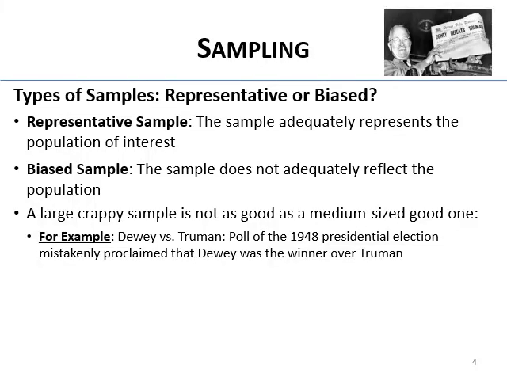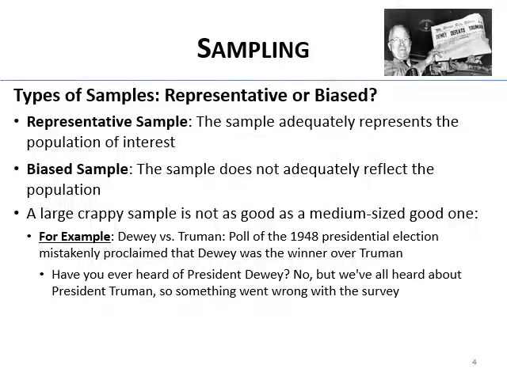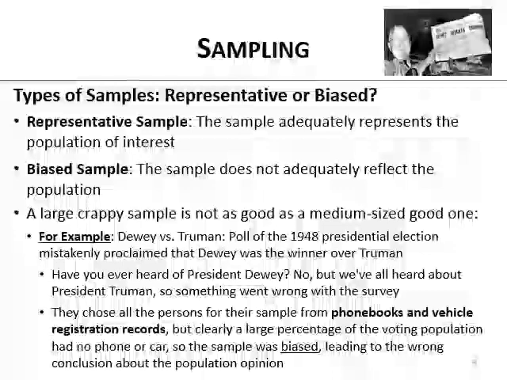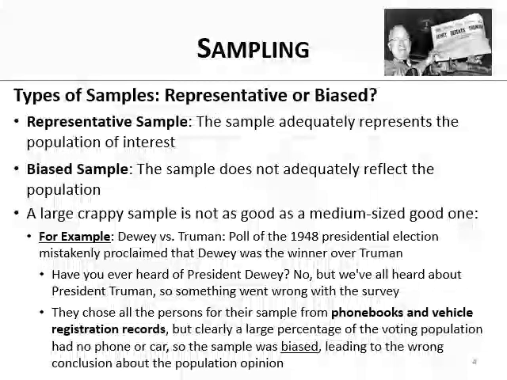For example, in the Dewey versus Truman poll of the 1948 presidential election, this newspaper mistakenly proclaimed Dewey as the winner over Truman. Well, you've never heard of a President Dewey, but there was definitely a President Truman. So something went wrong with the survey. Specifically, they chose persons for their sample from phone books and vehicle registration records. But back in the day, a large proportion of the population had no phone or car, so the sample was biased towards people with higher income, leading to the wrong conclusion about popular opinion.